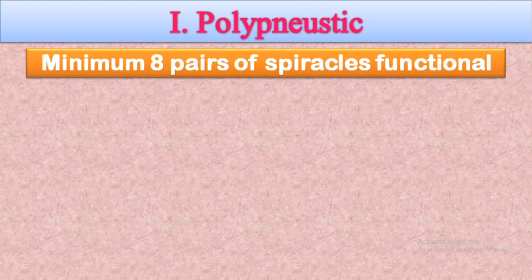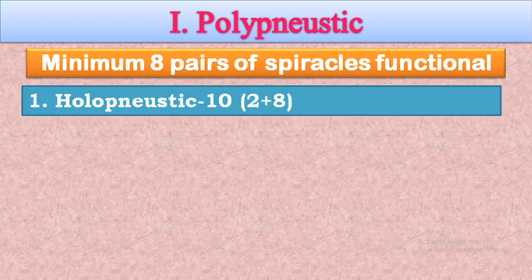So first of all, the first name is holo. Holo means fully, complete, means all the 10 pairs of spiracles are functional. Here you can see holoneustic 10. What is this 10? 10 is the total number and 2 is the thoracic number. How many spiracular pairs are functional? That is given on the left hand side, that is 2, and plus 8. 8 is the abdominal number.